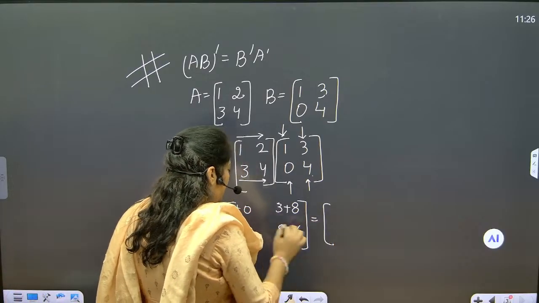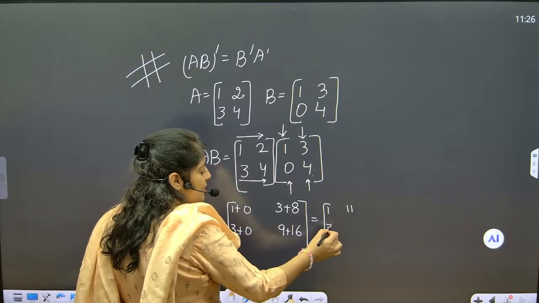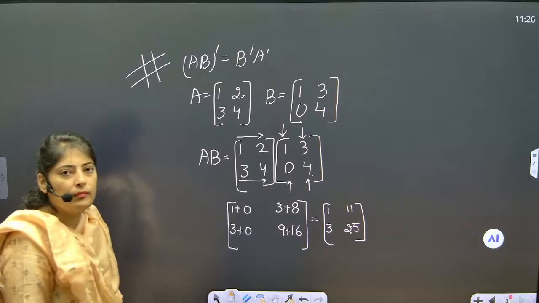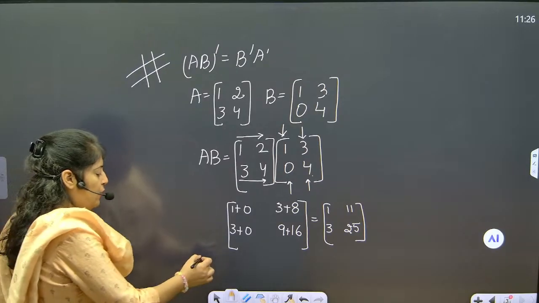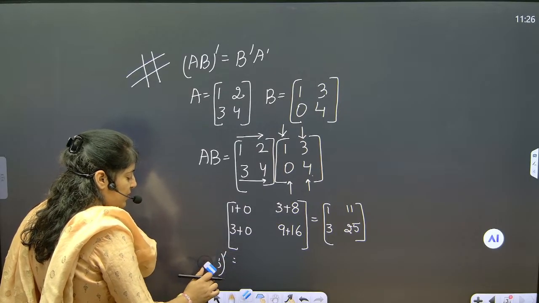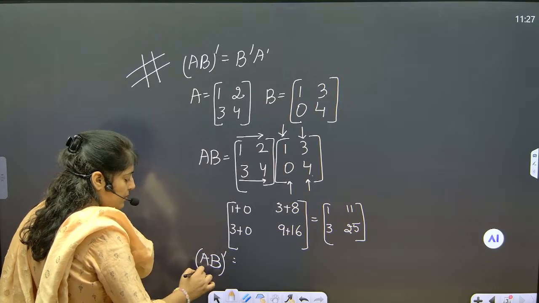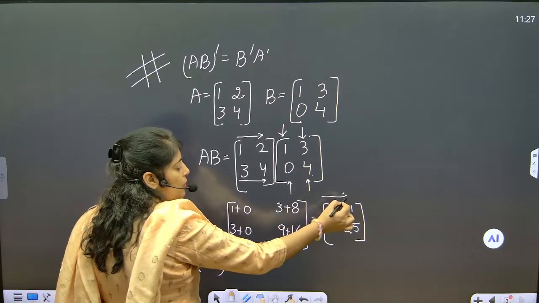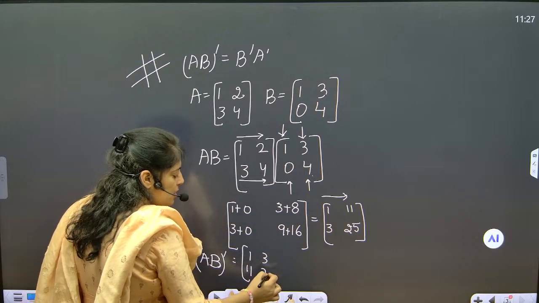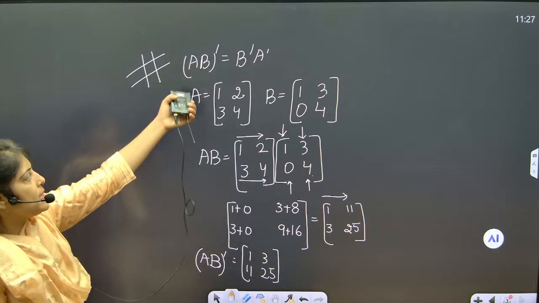Add them. What will it become? 1 plus 0, 1. 3 plus 8, 11. 3 plus 0, 3. It will become 25. This is nothing but AB only. But now we have to talk about its transpose. Transpose means first row will become first column. Second row will become second column. Okay, this is my LHS.